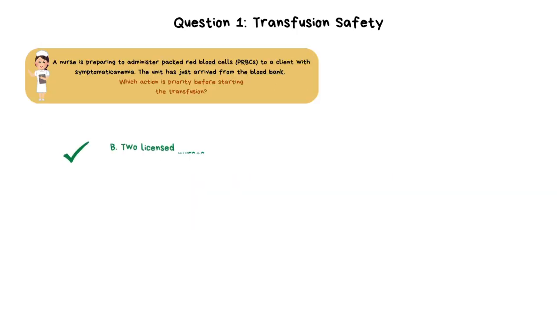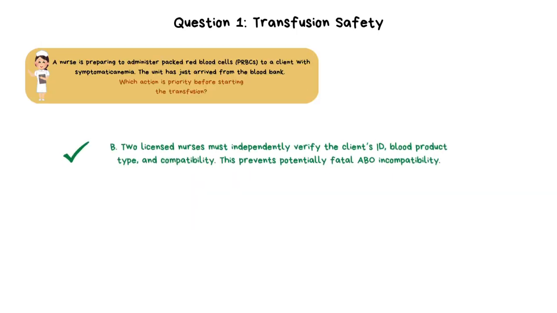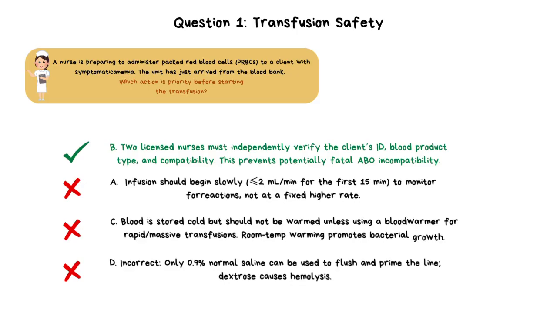Rationale: two licensed nurses must independently verify the client's ID, the blood product type, and ABO compatibility. This is the single most important safety step to prevent a fatal transfusion error. Why not the others? Option A. Infusion should always begin slowly, about 2 milliliters per minute for the first 15 minutes, to monitor for reactions, not a fixed higher rate. Option C. Blood products are stored cold but should not be warmed unless using a blood warmer for rapid or massive transfusions. Room temperature warming increases bacterial risk.